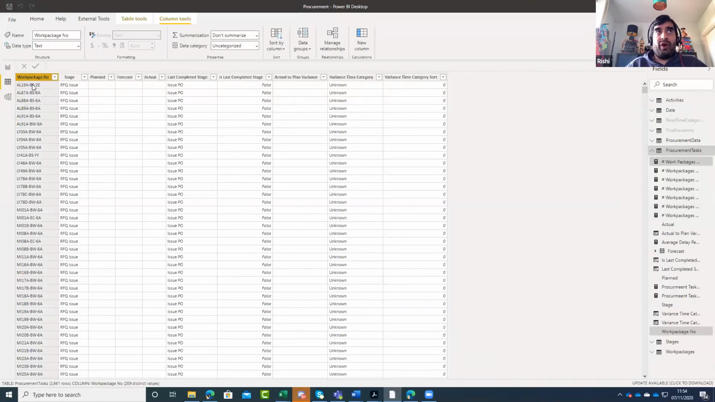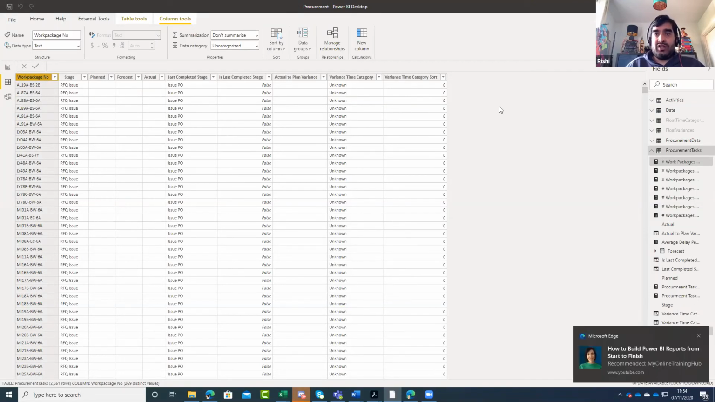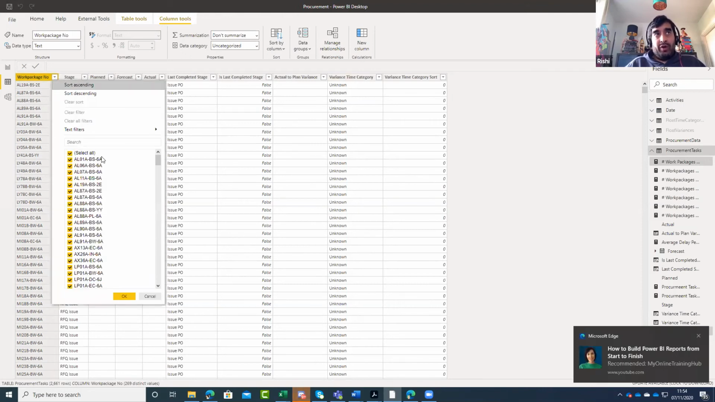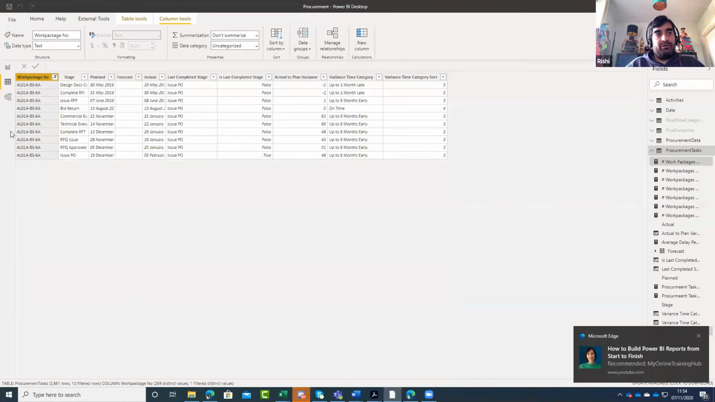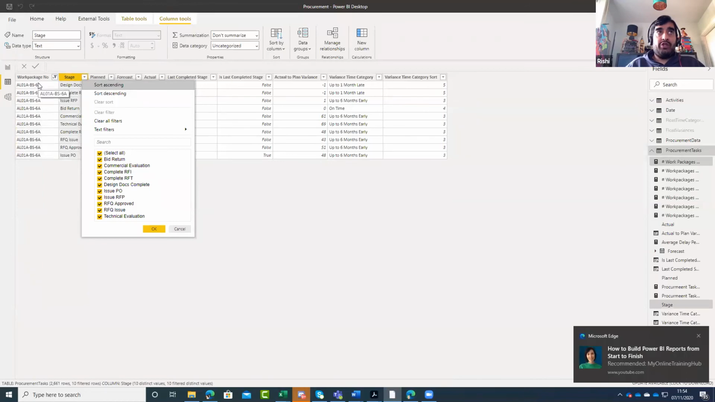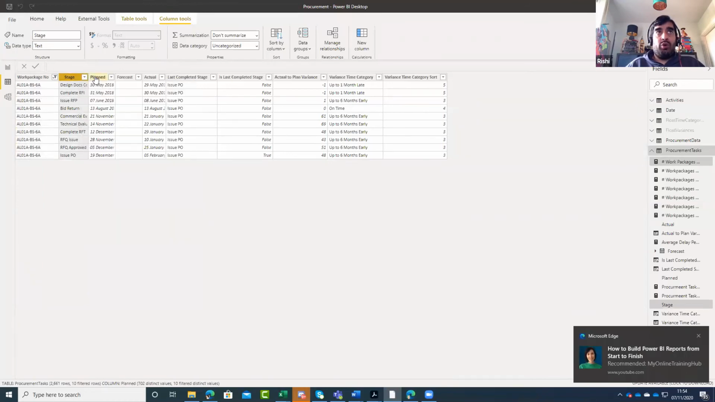We've taken one row per work package, which is our starting data set, and done it for multiple rows per work package number, one for each stage. So for each work package, there are 10 stages and so 10 rows. Then for each work package number and each stage, what was the planned date for that work package at that stage?